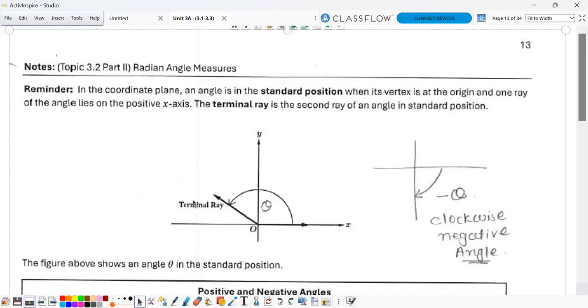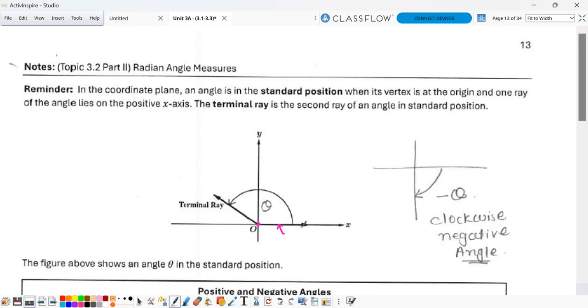In this video, we are going to talk about the radian measure of the angles. In class, we have already discussed what a standard position of the angle is. So remember that standard position means the vertex has to be at the origin. This is called the initial side and this is called the terminal side.